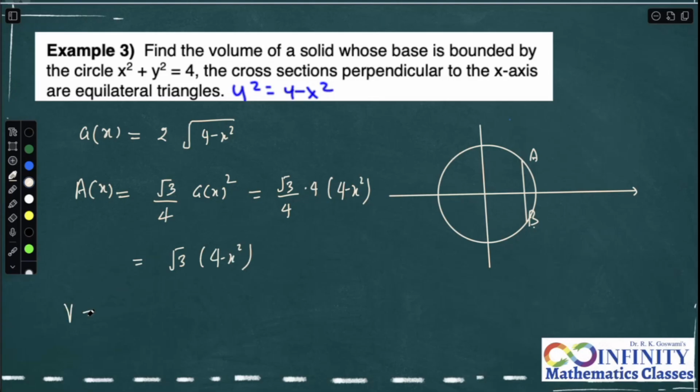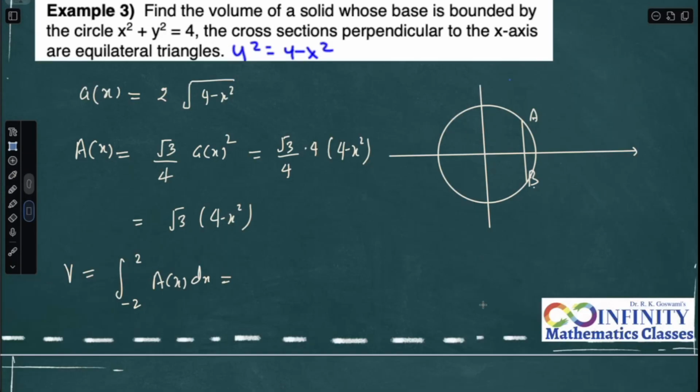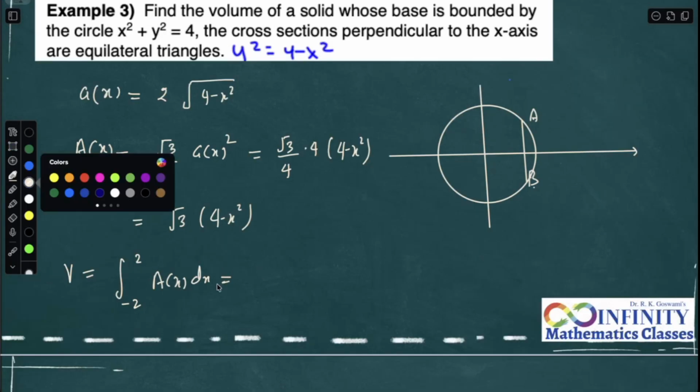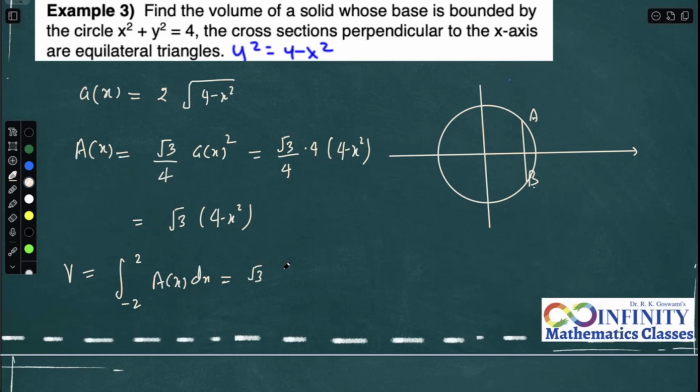Now the volume part is basic for you. What should be the limit? I think the limit is the same, from -2 to 2, A(x) dx. Can you please do the basic and tell me what should be the final answer? Okay. This is going to be square root of 3. It is a constant, so it can be written before the sign of integration. Then it is from minus 2 to 2, 4 minus x square dx.